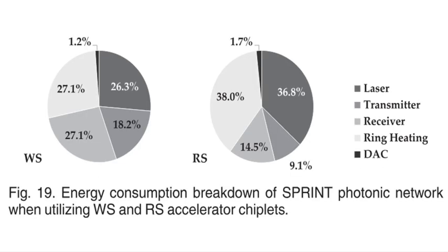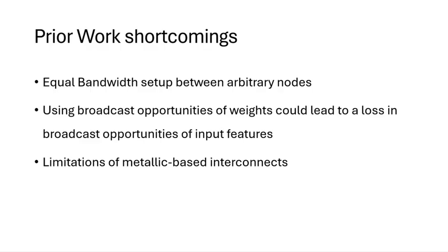Next is the energy consumption breakdown of the Sprint photonic network. Comparing weight stationary to row stationary, a significantly higher portion is taken up by the ring heating, as micro-ring resonators need more adjustments compared to their weight stationary counterparts. Utilizing non-thermal methods can improve that.